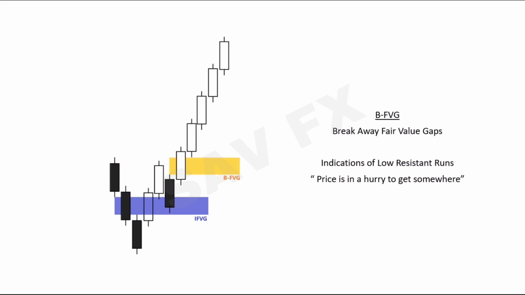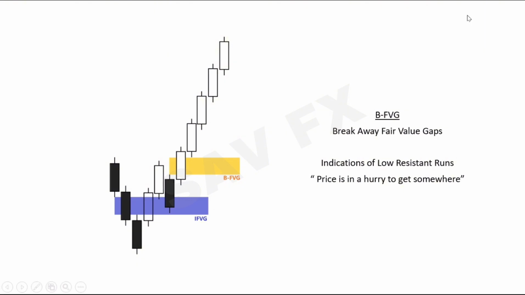So our next one is our breakaway fair value gap, right? It's when price leaves a fair value gap like this, an inefficiency where price only delivers in one direction. In this case, it's bullish. What does a breakaway fair value gap indicate? Price is in a hurry to get somewhere. Where is somewhere? It's a PD array, an inefficiency level, or buy side.